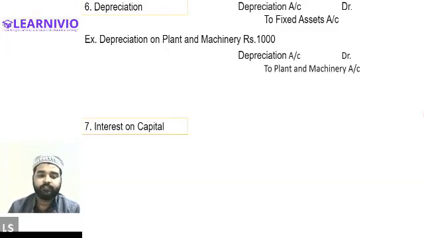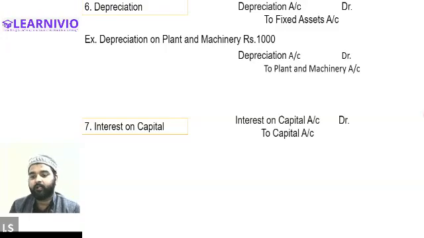Next item. Next, we have interest on capital. Interest on capital is a liability for the business. If there is an adjustment entry given in the question for the interest on capital, the general entry for this will be interest on capital account debit to capital account. I want all of you to note each and every journal entry. You will be able to understand all this when we actually do a question based on all these concepts.